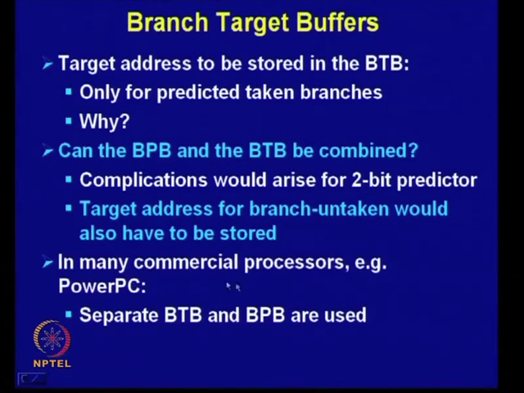And in many commercial processors like PowerPC, separate branch target buffers and branch prediction buffers have been used to avoid these complications. Invariably you will see that the branch predictor is not a single bit, always 2-bit is used, and that is the reason why two separate buffers are used, one for the branch target buffer and one for the branch prediction buffer.